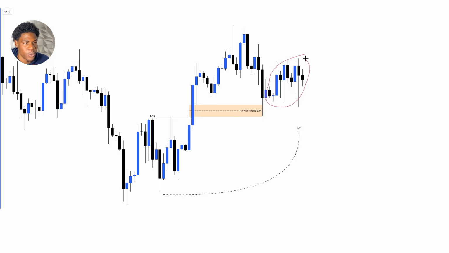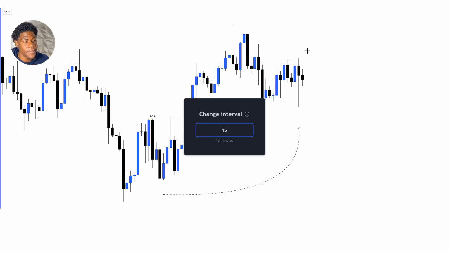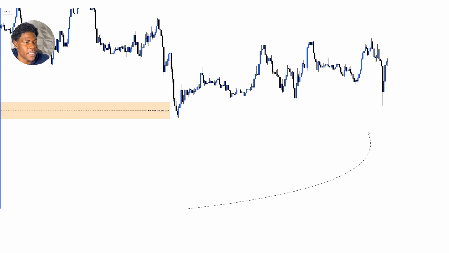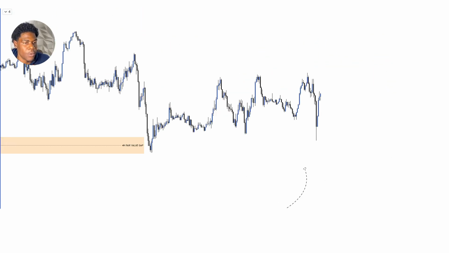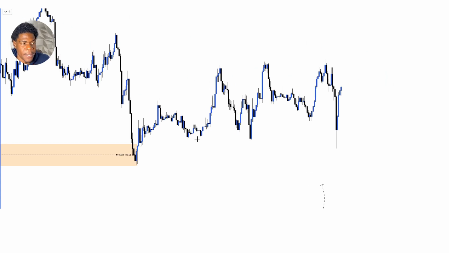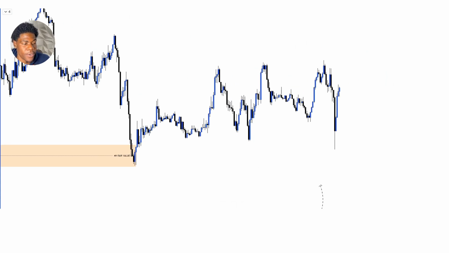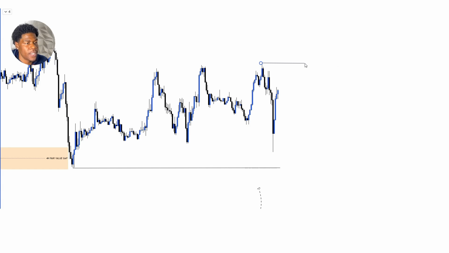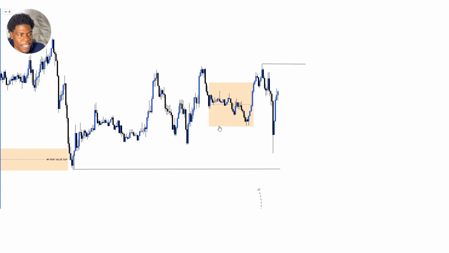This right here is just too tight. You can't really make sense of this right here. That's why we scale down to the 15-minute time frame. And now on the 15-minute time frame, we can see more price action. Now what we can notice, as you can see, is that price has just been playing inside of this range. This right here is our strong low. So now this becomes our weak high. As we can see right here, in orange is our Asian range.